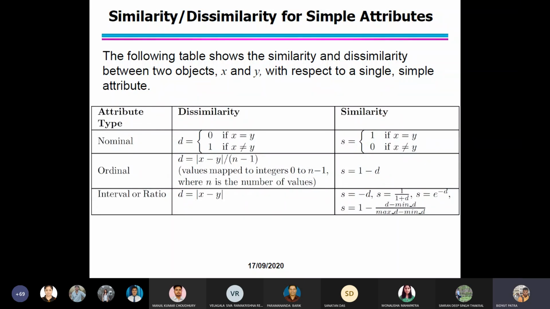For numeric attributes, we actually have more choices, such as computing whether the two objects are similar.